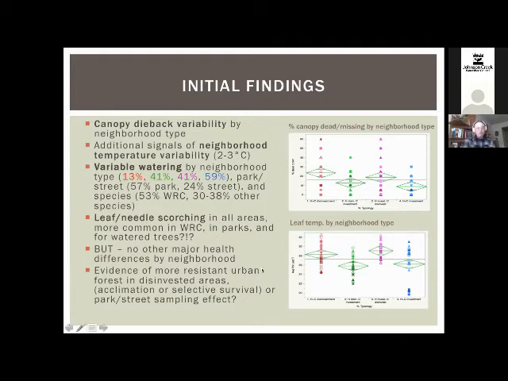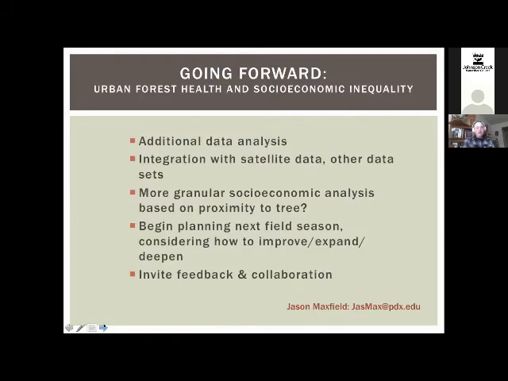And as we look forward, we are doing additional analysis to understand some of these factors, as well as pulling satellite data to understand how the spectral signatures of these individual trees correlate with the on-the-ground data that we collected, with the goal of using the spectral data going forward to do more large-scale monitoring and make predictions about tree health based upon the relationships that we see.